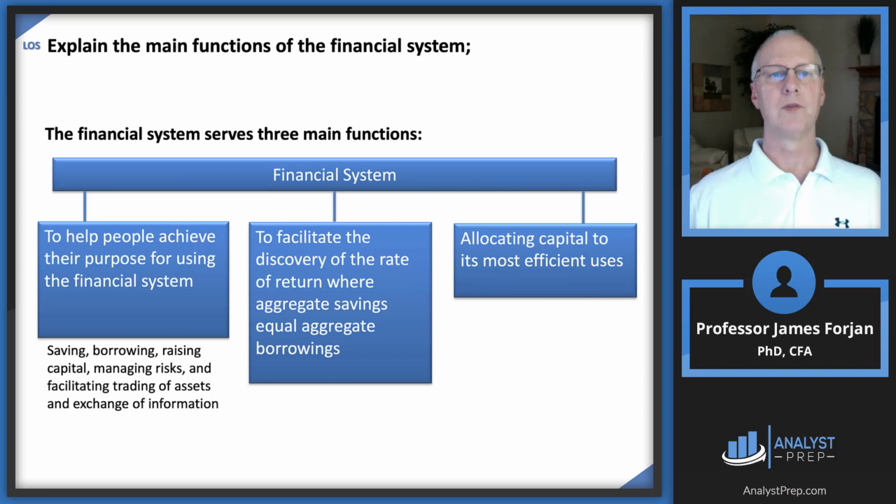All right, first LOS, explain the main functions of the financial system. And there are three of these here. The one that I like best among the 3 is the third box over there, the allocation of capital to its most efficient uses. And you have these borrowers who are in need of capital, and they are competing for that capital, whether it's a government, but in particular, whether it's a business, they're competing for capital.